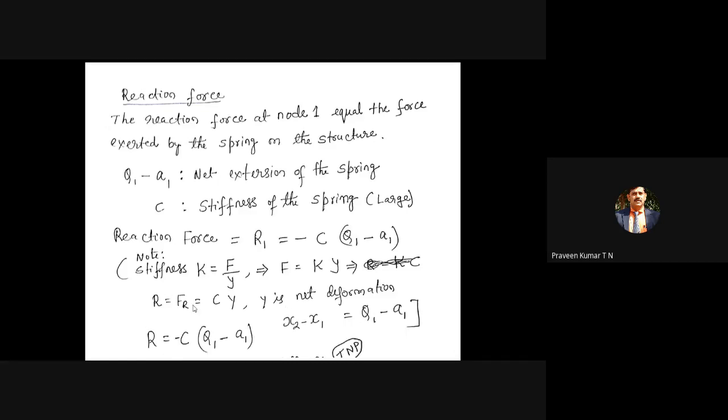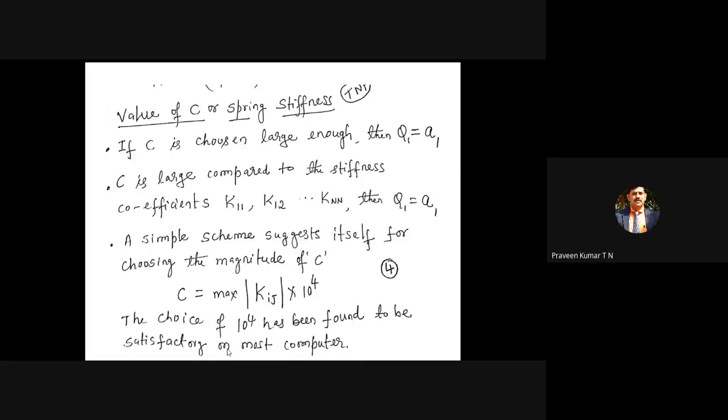As per problem solving, the reaction force is given by minus C into Q1 minus A1 if it is R1. If it is R3, minus C Q3 minus A1. Then you have to take the maximum value of the stiffness. Already we have the global stiffness matrix. Suppose the global stiffness matrix has a value of, let it be, 10 to the power 3 outside the matrix, where 10 to the power 3 is the multiplication factor, into, let it be, 20. For that you have to multiply by 10 to the power 4.